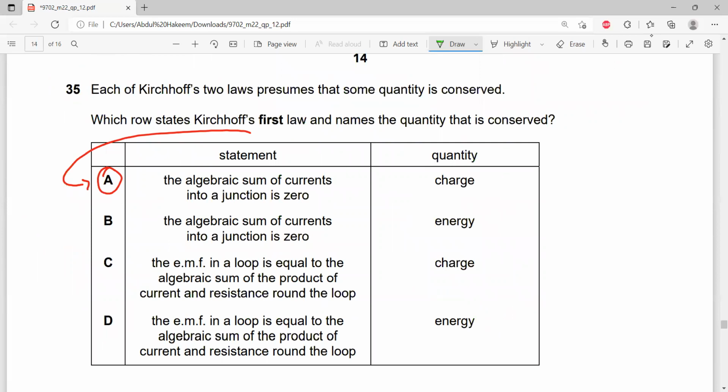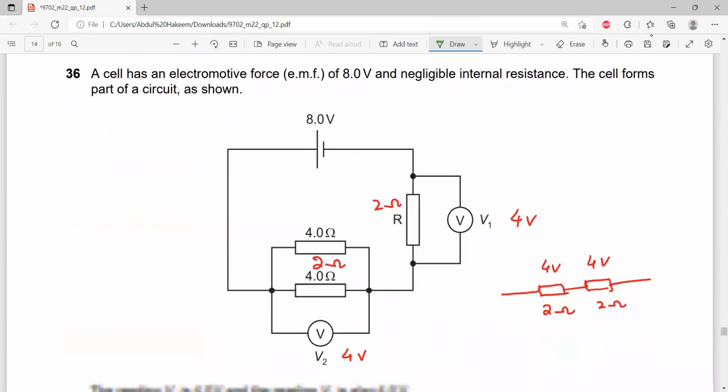Next, very easy. Each of the Kirchhoff's 2 laws presumes that some quantity is conserved. Which row states the Kirchhoff first law? Very simple. Sum of currents entering the junction is equal to sum of the currents leaving the junction. And the quantity which is conserved is the charge for the first law of Kirchhoff. So A is the answer. Simple one.